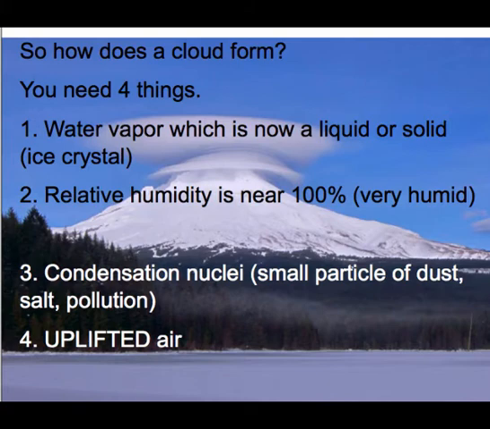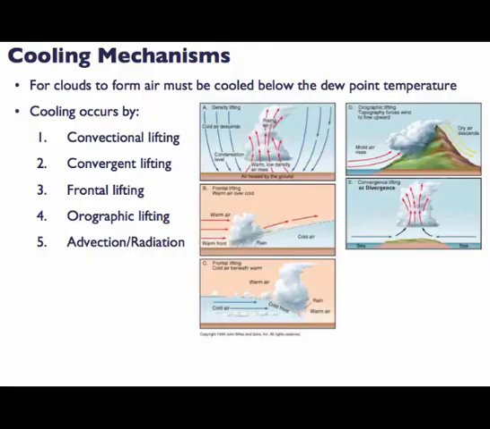And then the last thing that you need is uplifted air. So you need air with moisture moving up. As it goes up in the troposphere, it's going to cool and either condense or deposit to give us what we see as a cloud.